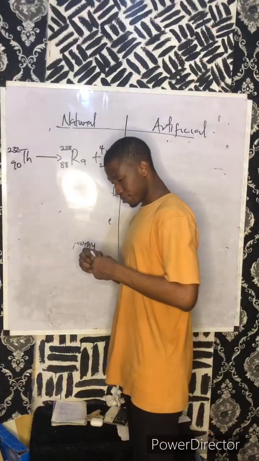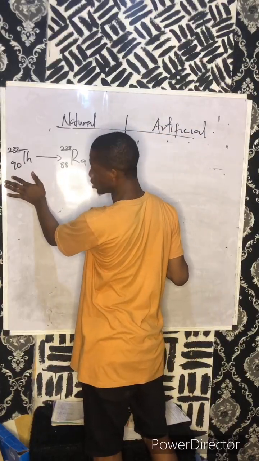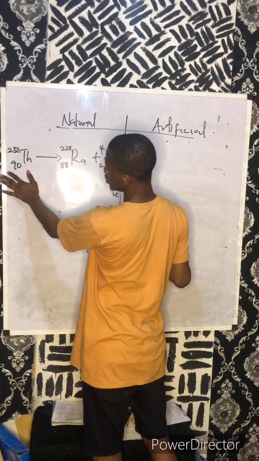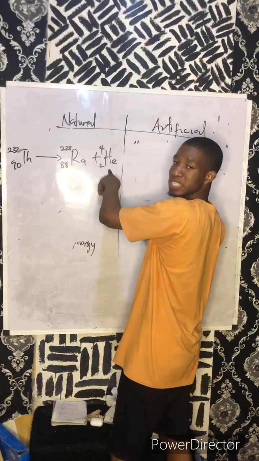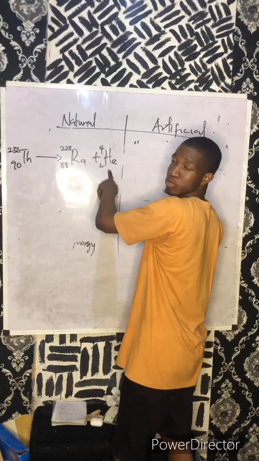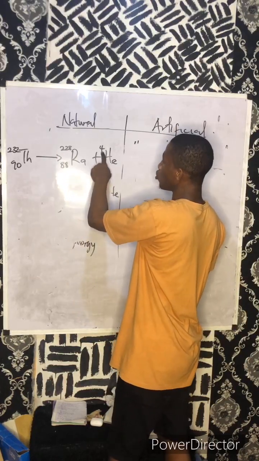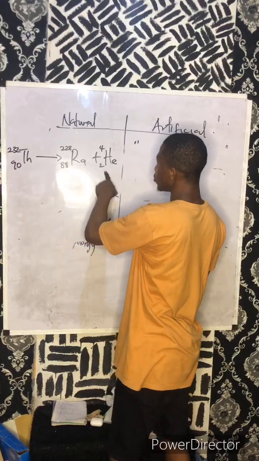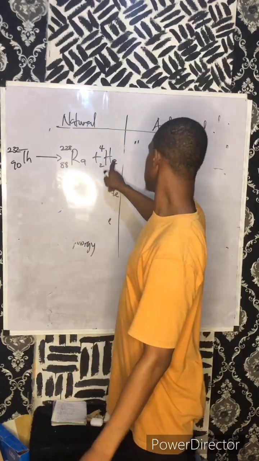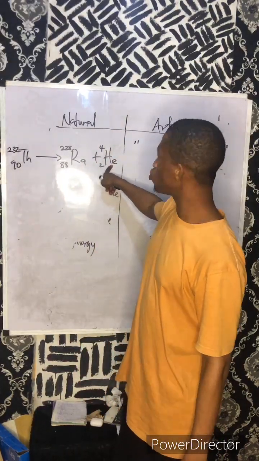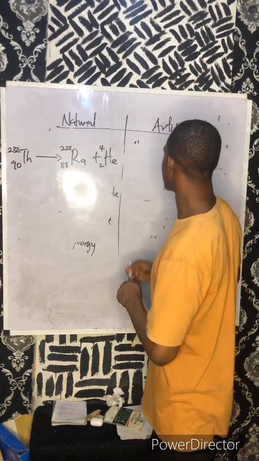Now, if you look at this very well, thorium is disintegrating. That is, it is changing from thorium to radium, and it does that by emitting an alpha particle. If you want to know if this equation is balanced, all you have to do is 228 plus 4, because an alpha particle is 4. 228 plus 4 gives us 232, and 88 plus 2 gives us 90. So the equation is balanced. What happened here is that thorium emitted helium, that is, an alpha particle, thereby forming a new nucleus, which is the radium.